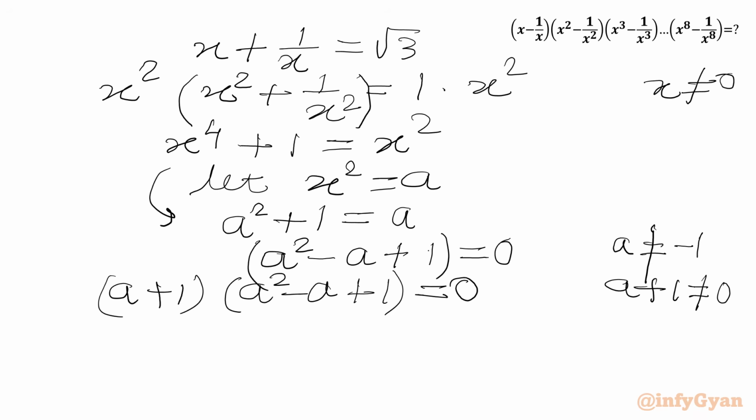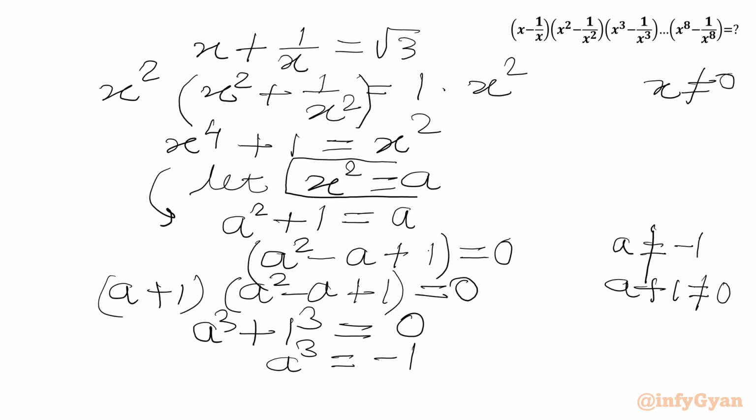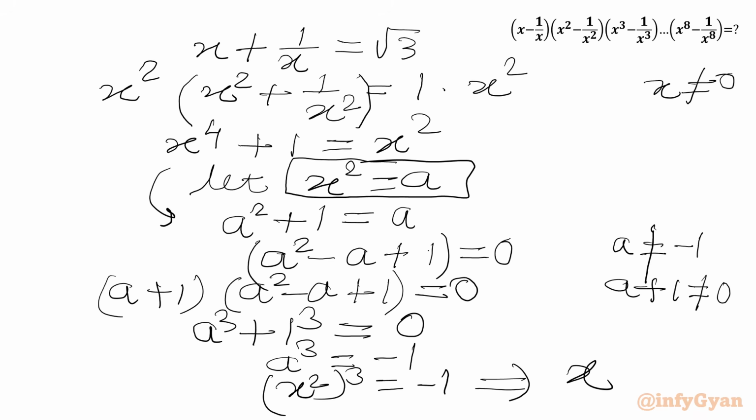Now LHS will give us a cube plus 1 cube. a cube plus b cube is a plus b times a square plus b square minus ab. So we'll write here a cube equal to -1. Now a is x square. So we'll write here x square whole cube equal to -1. Using the power rule, we will write x power 6 equal to -1. This is a very important result.